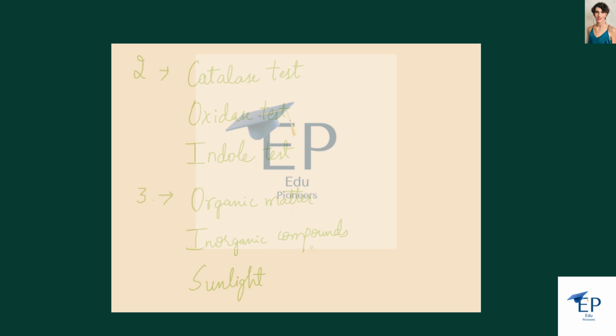Inorganic compounds. Some environmental microbes use inorganic compounds such as ammonia, nitrate, and sulfate as their nutrient sources. Sunlight. Photosynthetic microbes such as cyanobacteria use sunlight as a source of energy to produce organic matter through photosynthesis.